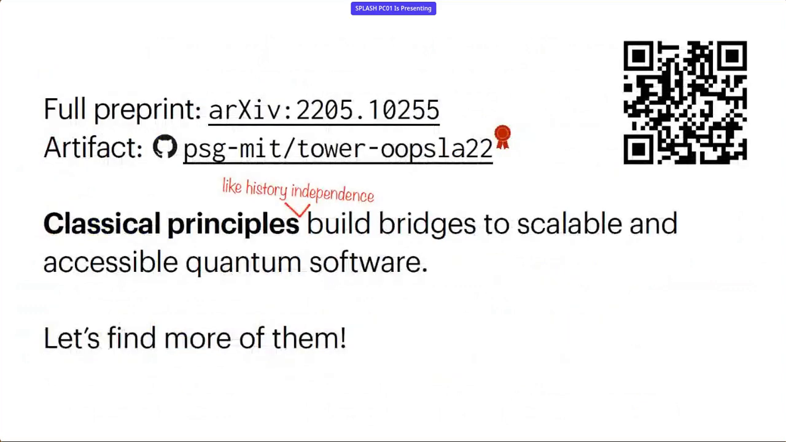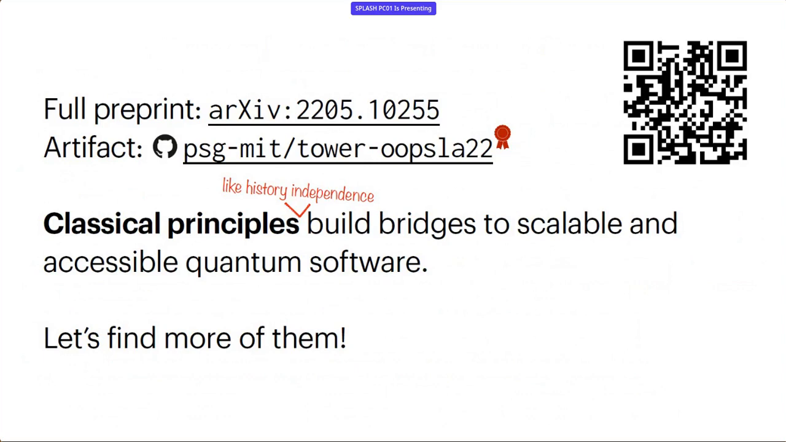Speaking of running things, we have an artifact available. I would encourage anyone to check it out. I was honored to receive the Distinguished Artifact Award for this artifact, so I hope that it will be of use to you. My parting message is quantum software is going to be really difficult to build.